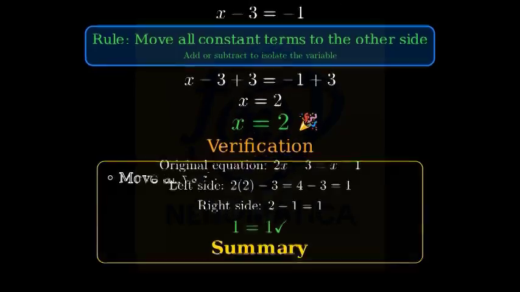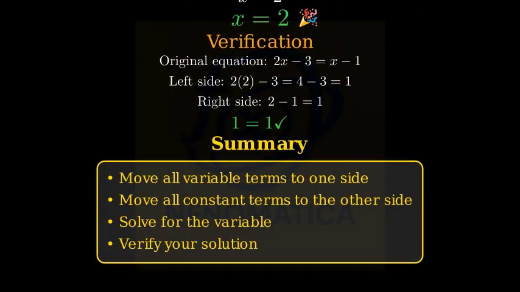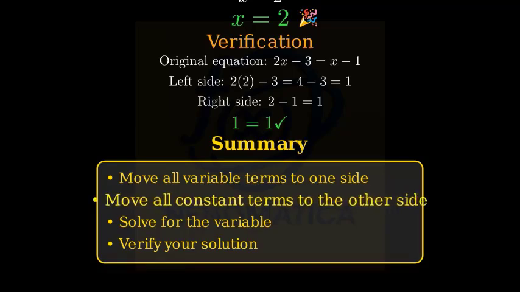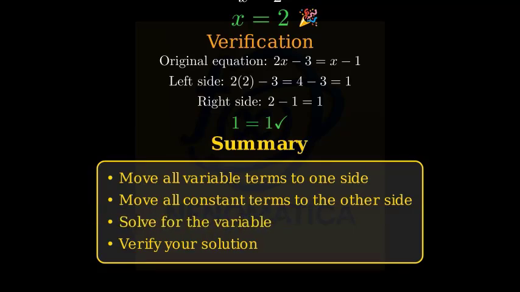Let's summarize what we've learned about solving first-degree linear equations. First, we move all terms with the variable to one side of the equation. Then, we move all constant terms to the other side. Finally, we solve for the variable and verify our solution. This systematic approach works for any first-degree linear equation.